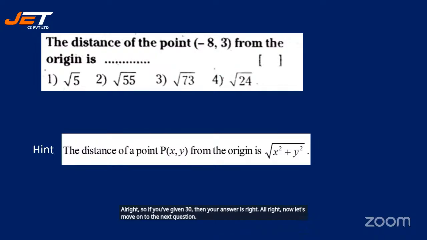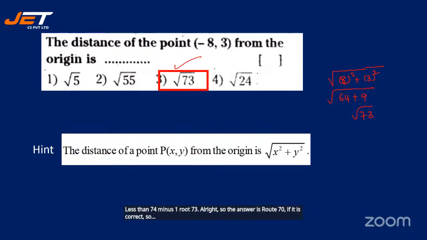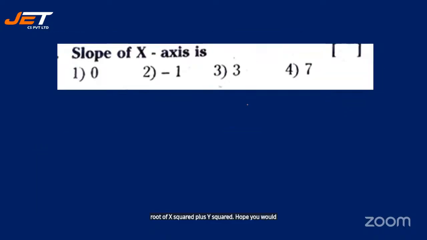The distance of the point minus 8 comma 3 from the origin is dash. So here we can use root of x square plus y square. So minus 8 the whole square plus 3 the whole square. 8 8s are 64 plus 3 3s are 9. So 64 plus 9, that is 73. So the answer is root 73. It is correct. So the distance of a point P of x comma y from the origin is root of x square plus y square. Hope you would have understood, students. Let's move on to the next question.